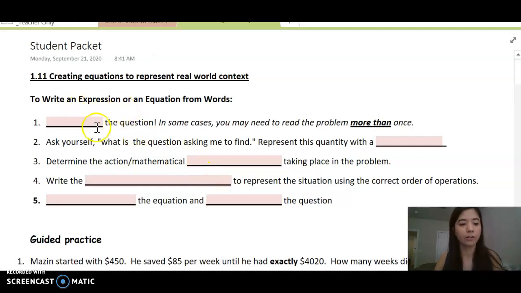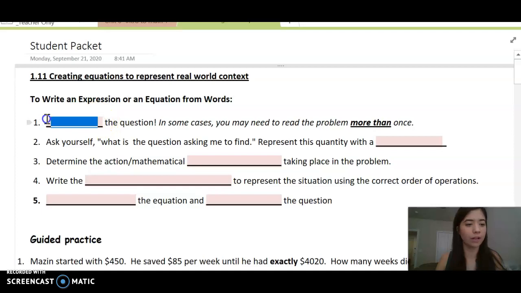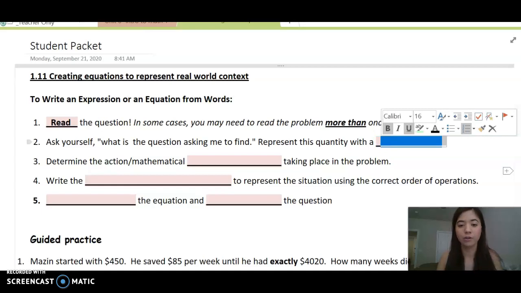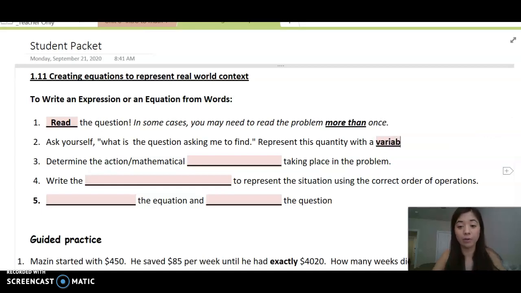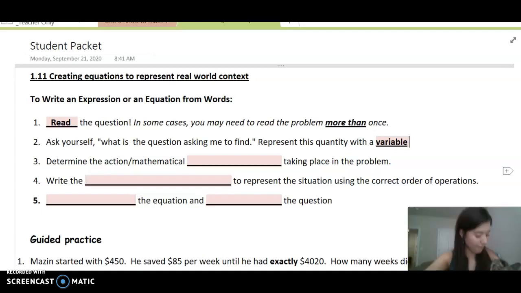So when we are creating these equations, the first thing you need to do, it's going to be pretty obvious here, is going to be to read the question. And in some cases, you're going to need to read it more than once. And then after you read it, you need to ask yourself, what is the question asking me to find? And once you figure out what it's asking you to find, you need to create a variable to represent that.